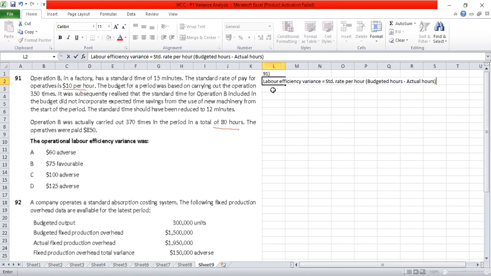Three variables are there. Standard time per operation is 15 minutes. In terms of hours, it will be 15 divided by 60 minutes, which gives us 0.25 hours. After that, we have the budgeted hours to be calculated. The actual operations are 370 times.